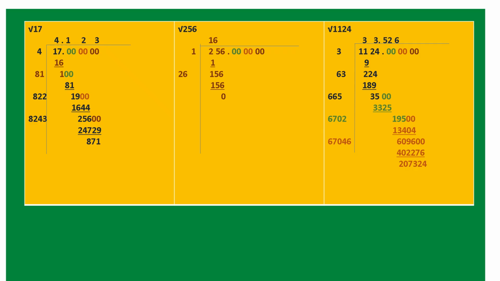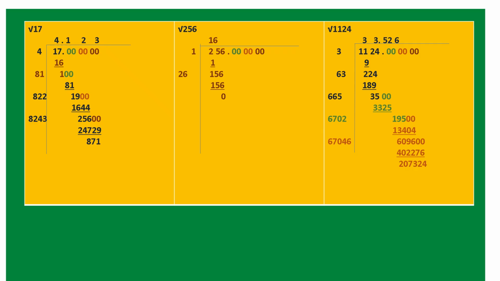Root 17. I should take sets of 2 before the decimal number. So I consider 17. The immediate perfect square which is less than 17 is 16. So 4 times 4 is 16. The remainder becomes 1. Now I bring down the green shaded zeros, in sets of 2. Why? It's a long division method to find the square root of a number.